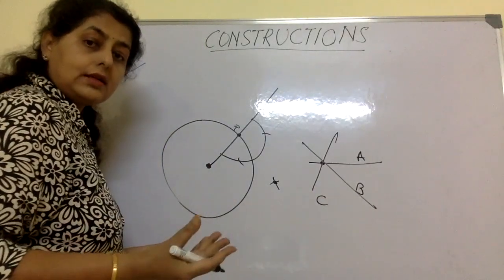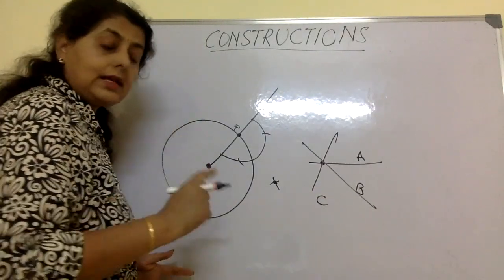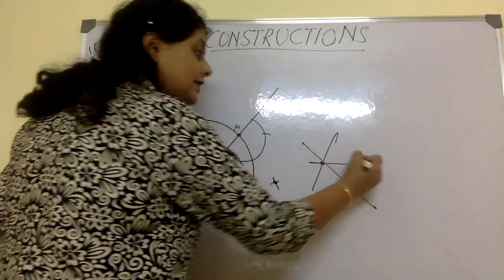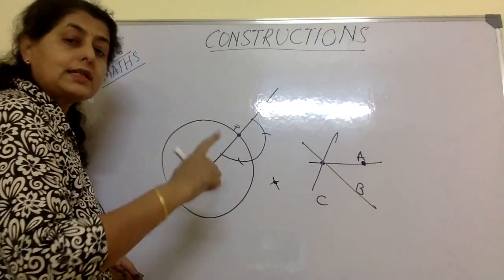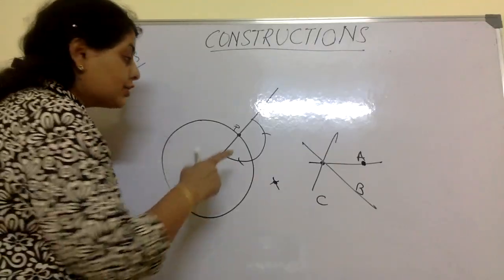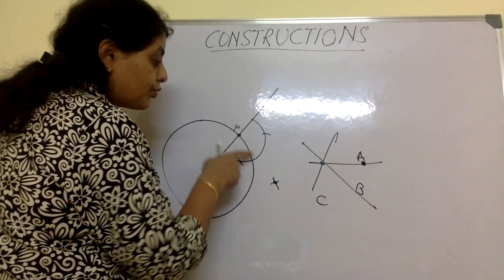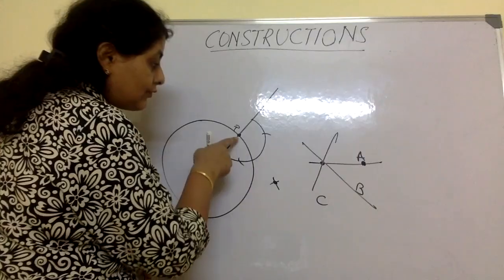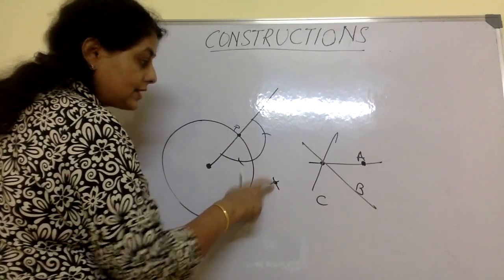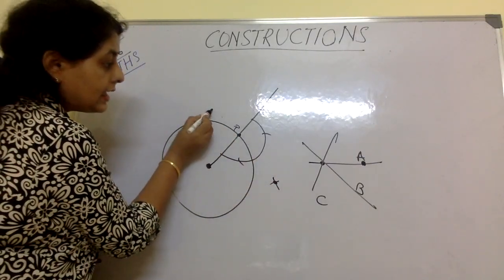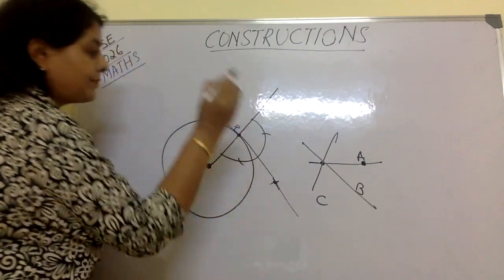Then which is the correct line? In order to get a correct line, we need a minimum of 2 points, and only then can we get the correct line. Here the 2 points are these two: one is this point of contact, one is this intersection of arcs. Now take a scale and join them.